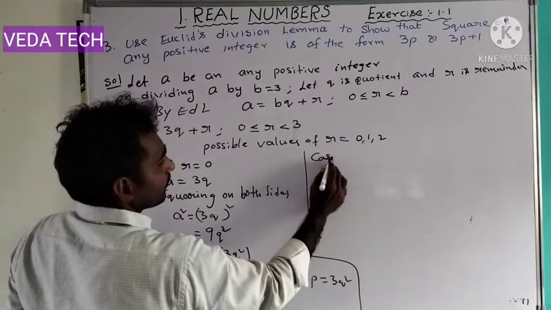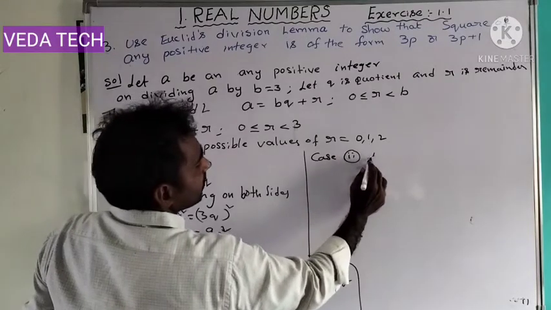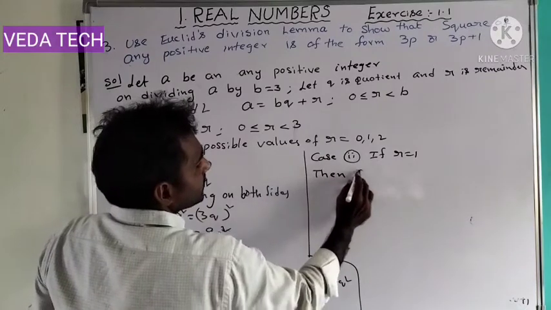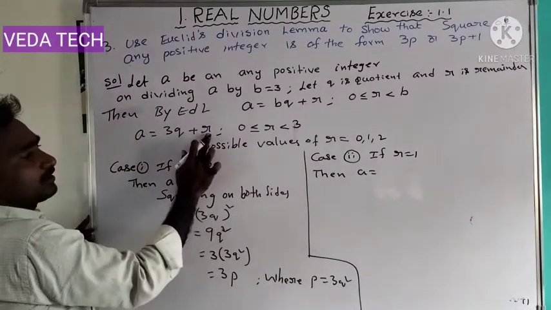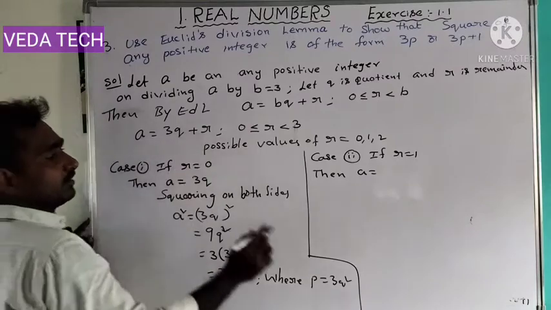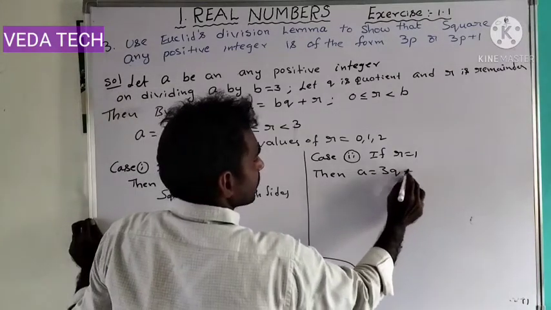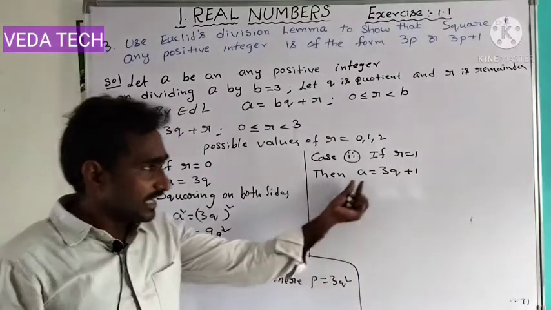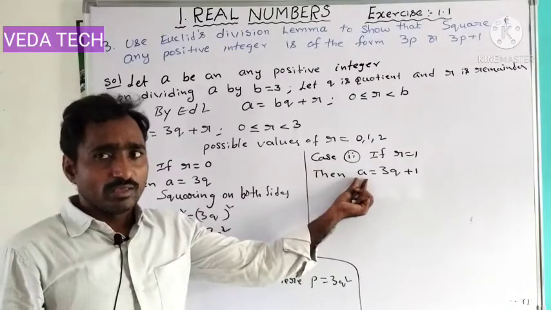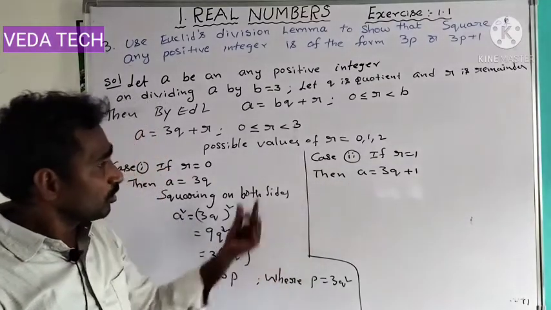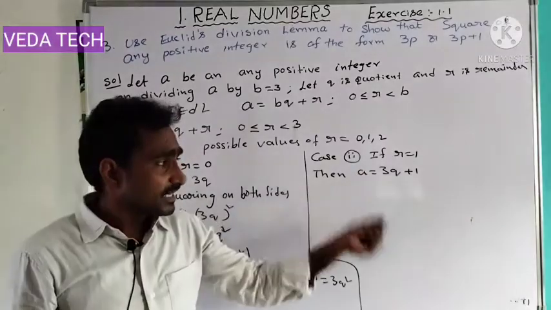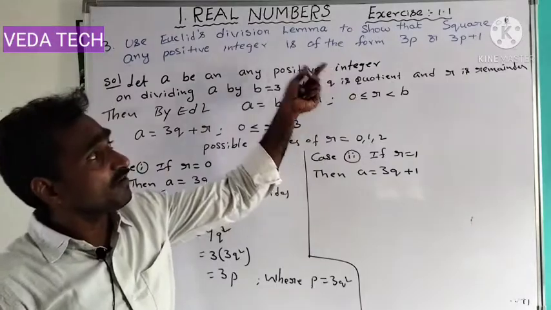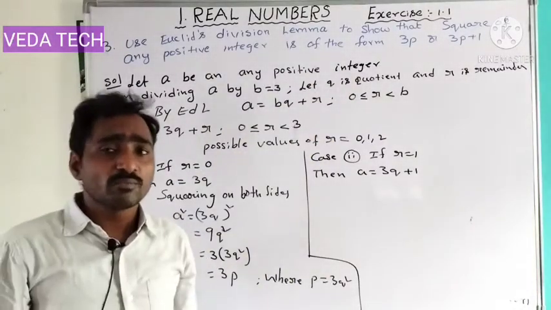Case 2. If r is equal to 1, then a is equal to 3q plus 1. We want a square, because any positive integer is in the form of 3q, 3q plus 1, or 3q plus 2, but here we want a square, because the square of any positive integer is of the form 3p or 3p plus 1.